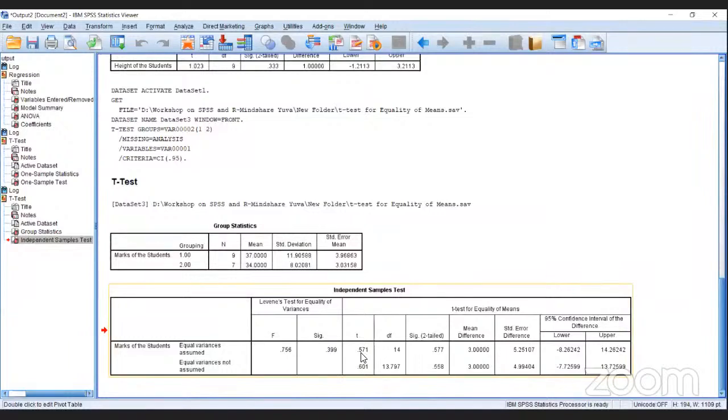And see that the t calculated value is here. We are assuming variances are equal here, so the t-test calculated value is 0.571 with the degrees of freedom. This is an important thing: the p value is greater than 0.05. What can we do now? What conclusion can we draw from this?